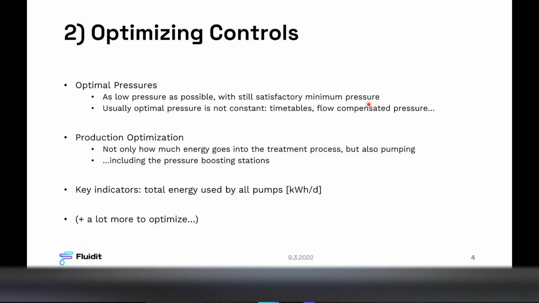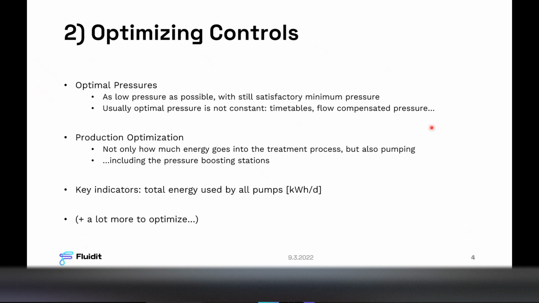Optimal pressures. We could think that what we try to do with controls in the end is that we want to have optimal pressures. We want to have as low pressures as possible with still satisfactory minimum pressures. That will lead us to least energy consumption and still have sufficient service level. Point out, usually optimal pressure is not constant, so use timetables. I mean, settings are varying according to the time of day.